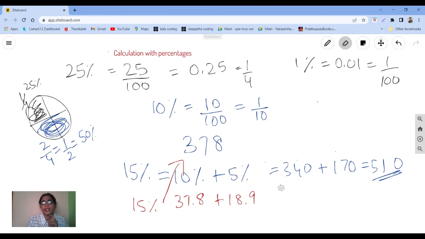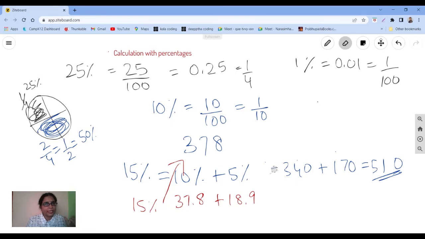I hope this helps you in a certain way to calculate any percentage quickly. If you're not very clear about what is happening, please watch this video once again. When you watch this video once again, I'm sure you will get it. Okay, I hope this will help you to do calculations with percentages faster, right?